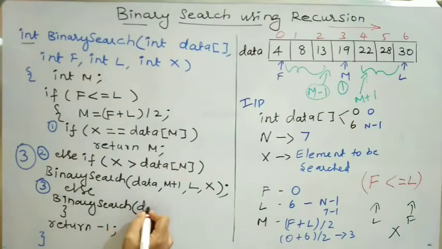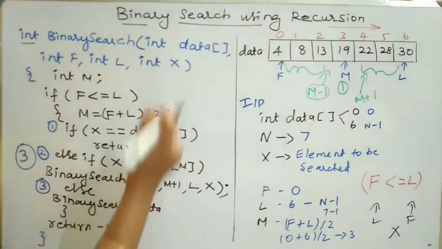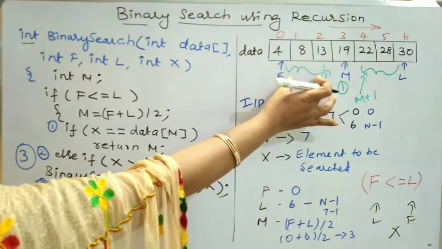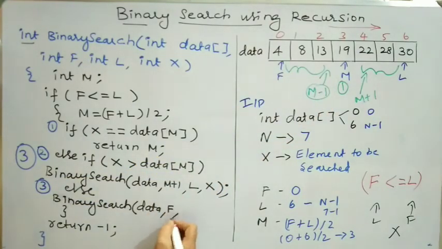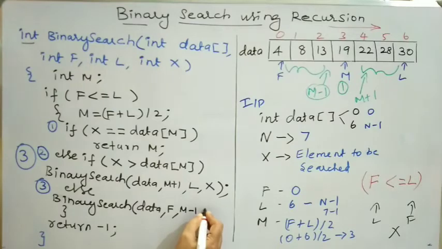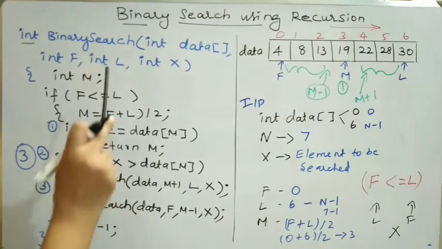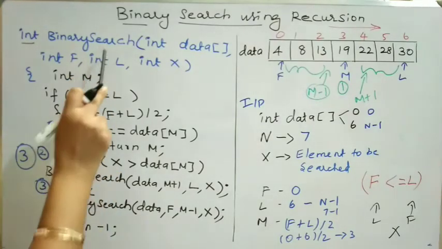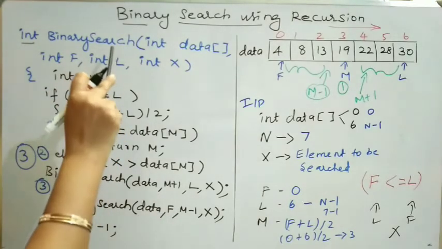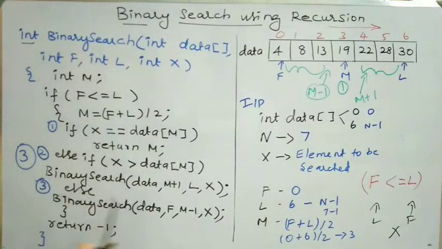Okay, so first, data is an integer array, which is passed as the value for the first parameter, and the second one is the value of f. If I am continuing my search in the first half of the array, f remains the same, and the value of L changes to m minus 1. Of course, the last parameter is the data which I am looking for, that is x. So by recursively calling the same function with different values of f and L, I am recursively calling this binary search function to implement the binary search operation to search for an element x.